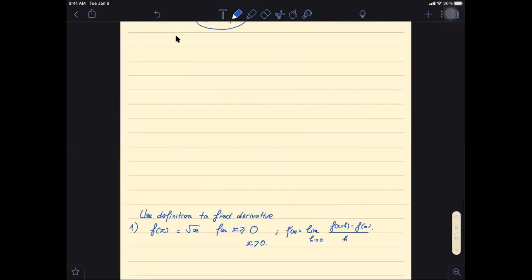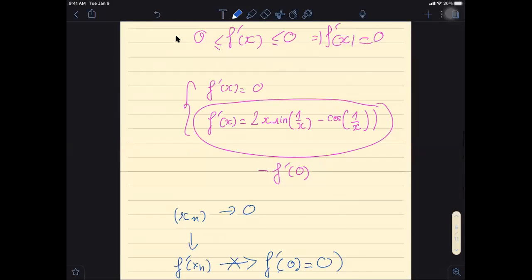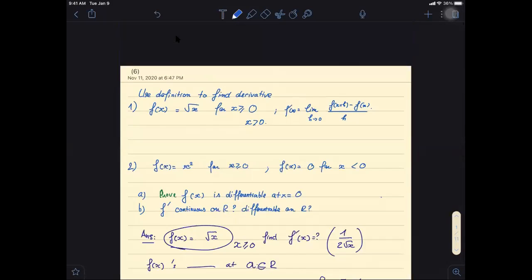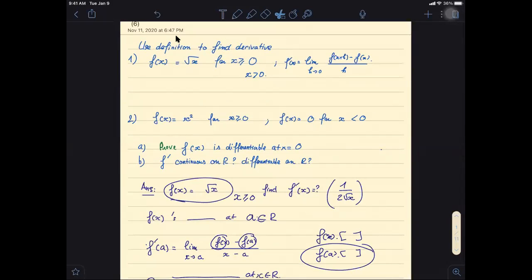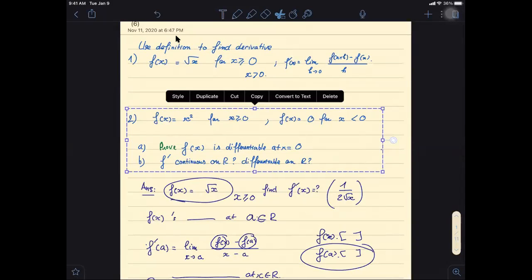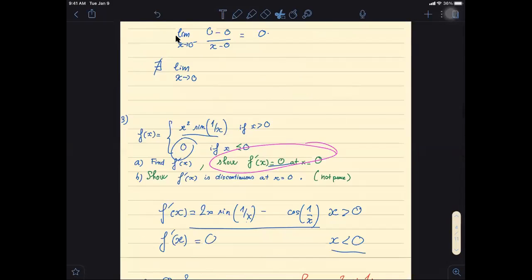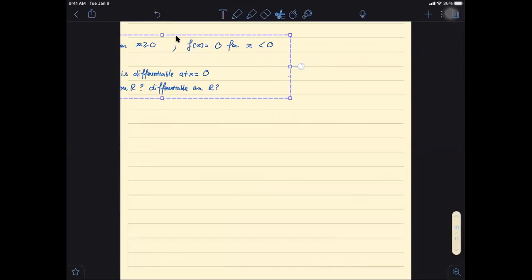So you can have a look at the second problem.